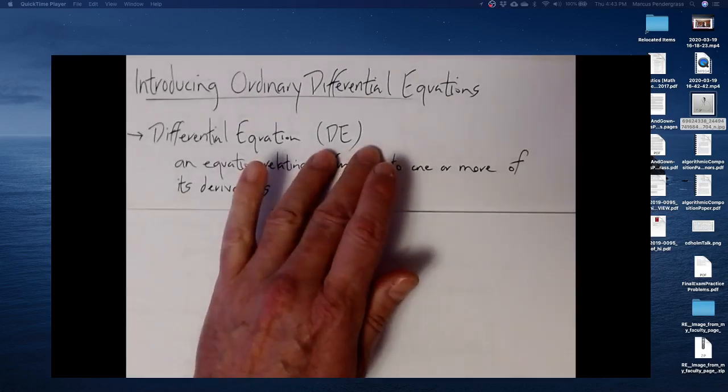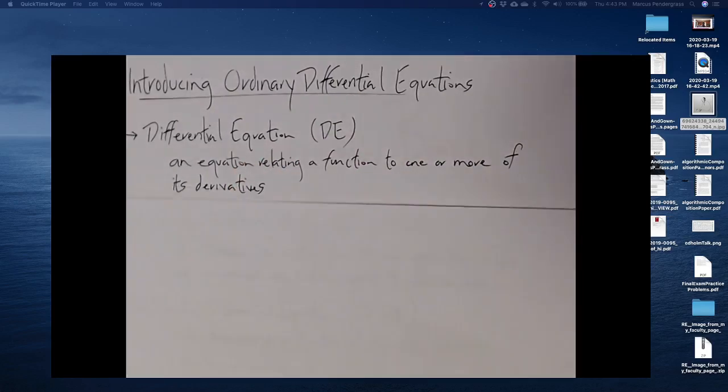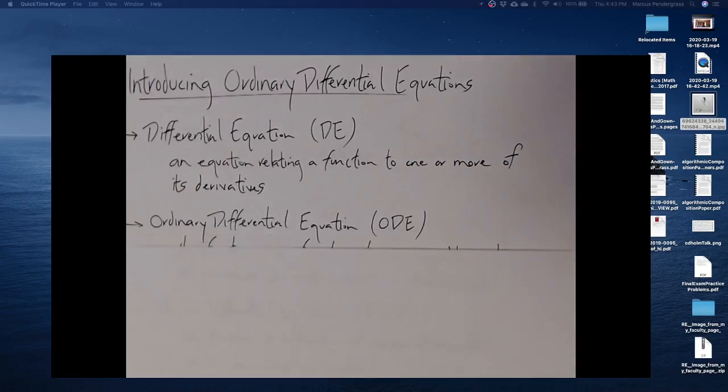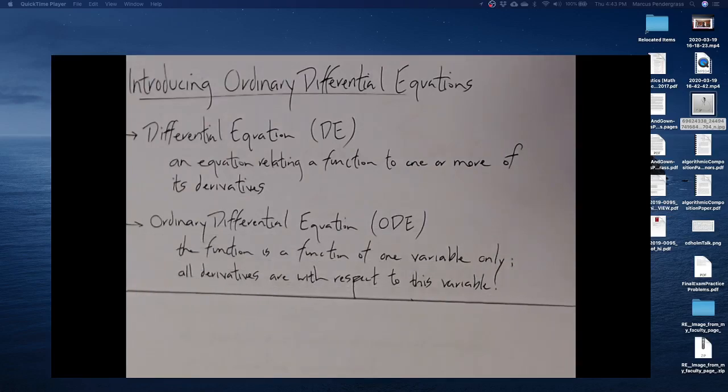Now, there's all kinds of functions out there, and so there's all kinds of differential equations. When we say an ordinary differential equation, what we're talking about is a differential equation involving a function of a single variable. And so all derivatives in the equation are with respect to that variable. And that's an ordinary differential equation.